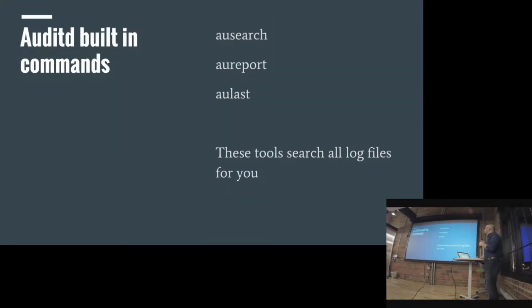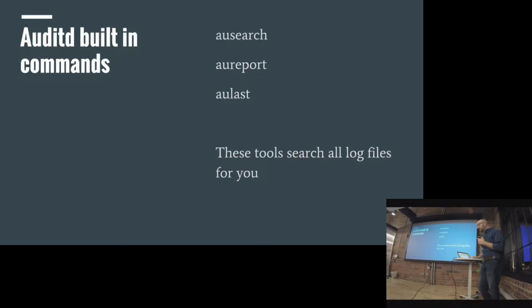So, Auditd comes with a few built-in commands: ausearch, aureport, and aulast. And you may wonder, well, why do you need these commands if they're just text files? Well, Auditd likes to play a little loose with it and have some fun. It base64 encodes some of your commands, but not all of your commands. So if you actually want to search through them, you need to be using these command line tools for it.